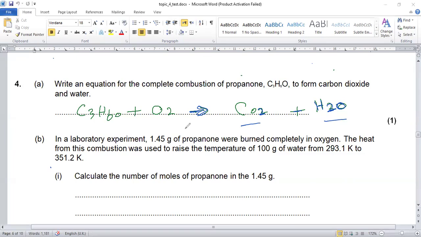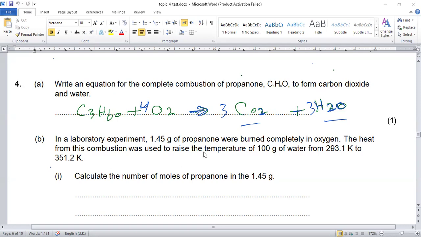Is there a 4 in front of the oxygen? And then 4 in front of the oxygen, and then 3 in front of carbon dioxide, and then 3 in front of the water. Yes, here. Yes, excellent.